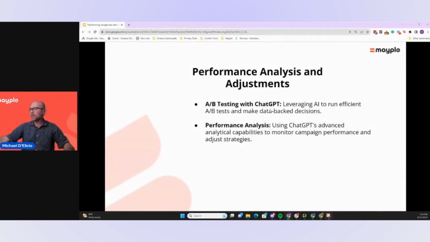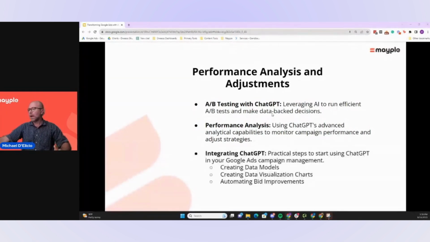Another is performance analysis, using the analytical capabilities to monitor these campaigns and make adjustment strategies for you. And as I was referring to, integrating ChatGPT into your Google Ads campaign, allowing you to create different data models, creating data visualization charts, and automating bid improvements. Some of the most useful tools that I have found thus far with respect to data have been using that code interpreter.